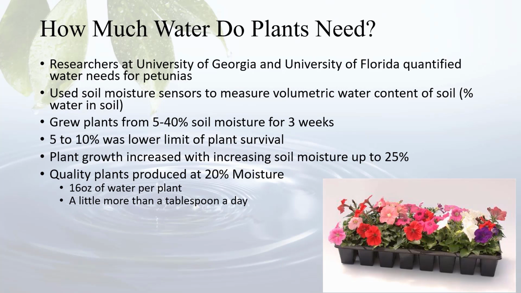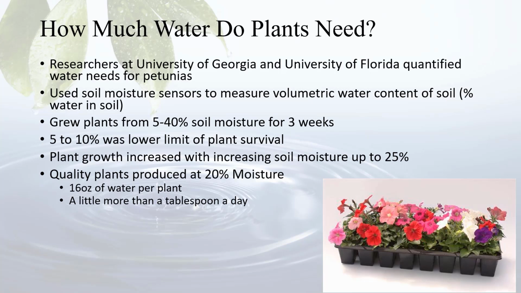So there's little quantified data in terms of water needs, at least that I could find, right? Where they need this amount of water if you're growing your plant for this much time or at this life cycle. There was a study that I found that was done at the University of Georgia and University of Florida, and they quantified water needs for petunias. And they used soil moisture sensors that looked at the volumetric water content of the soil. So essentially the amount of water in the soil.